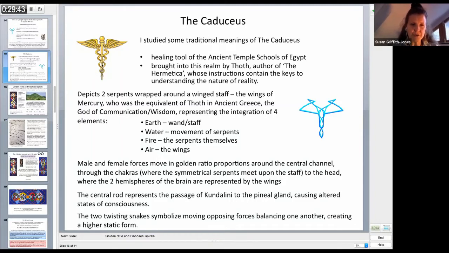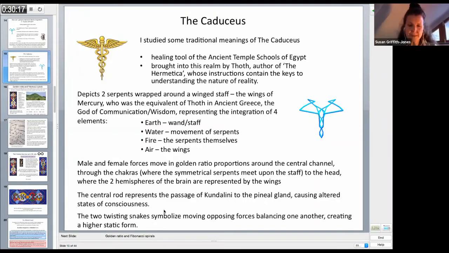You see where they join, where they cross, where the symmetrical serpents meet upon the staff, to the head, where the two hemispheres of the brain, 1, 2, are represented by the wings. Now you see my picture here on the right, this incredible equation that came out of nowhere for me, and the correlation with the caduceus. It was just too uncanny in a way that I couldn't dismiss it.